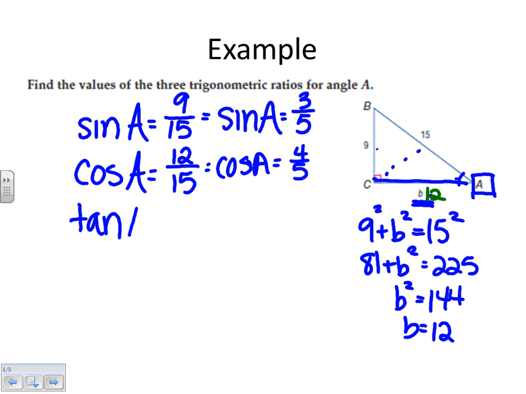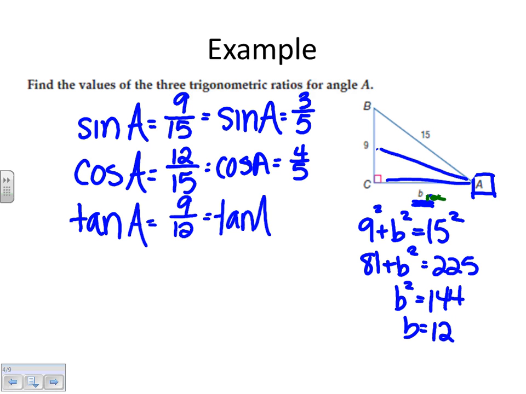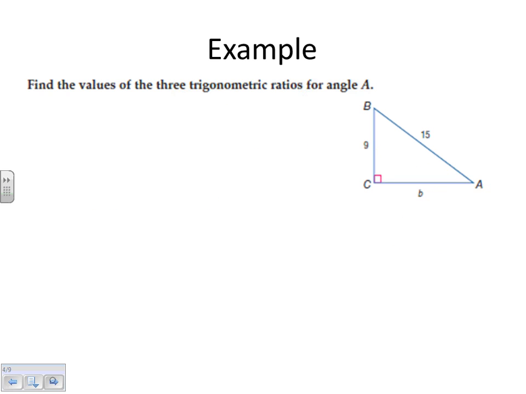And then finally we have the tangent of A, which is opposite over adjacent, which is 9 over 12. Oops, my 12 kind of erased over there. And tangent of A reduced, 9 over 12 is 3/4. Okay, so those are our trig ratios for angle A.